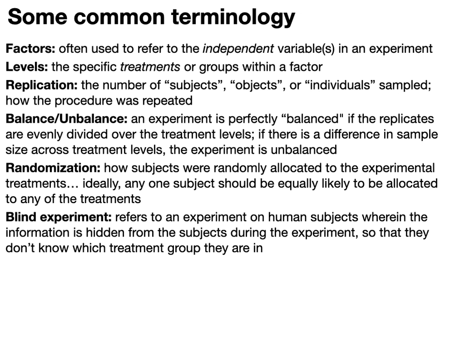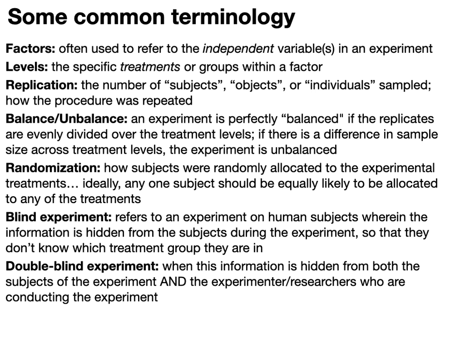A blind experiment is an experiment done on humans where the information is hidden from the human subjects so they don't know which treatment group they're in. And a double-blind experiment is when this information is hidden from both the subjects and the experimenters who are conducting the experiment. Experimenter blinding can be used in other types of studies as well. So it doesn't have to be a human study.